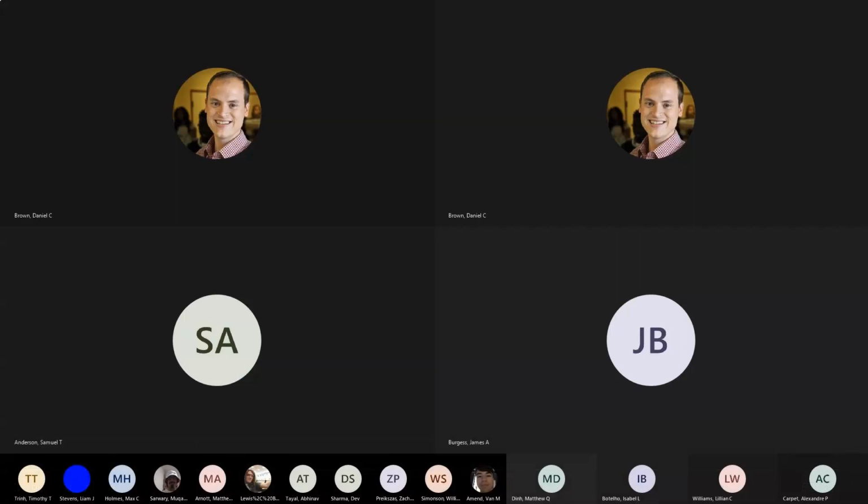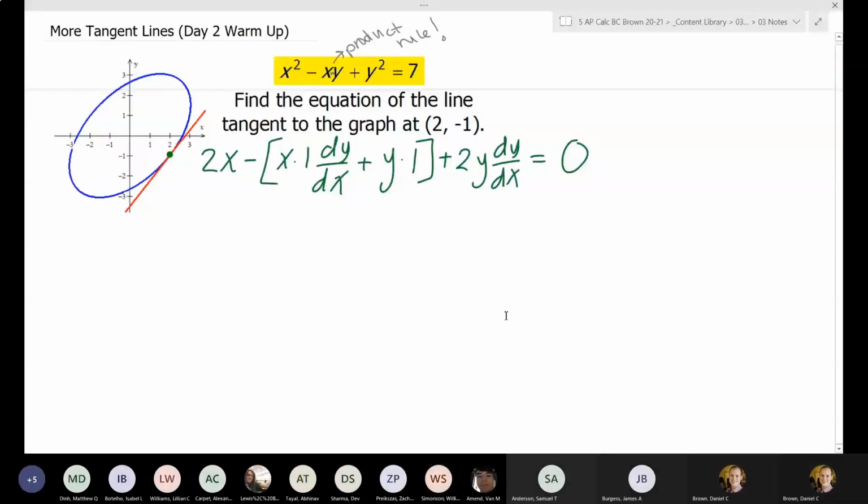The derivative of negative xy. Two ways to think about this. Some people think of it as a negative, and then do the product rule, and I'm going to have to distribute the negative across. You can also think of it as a negative x times a y, but just be careful with that negative.